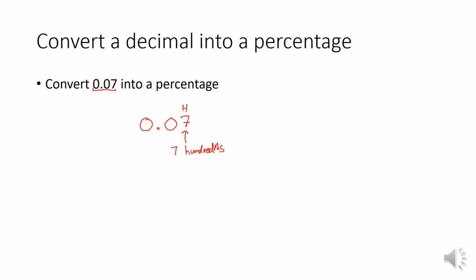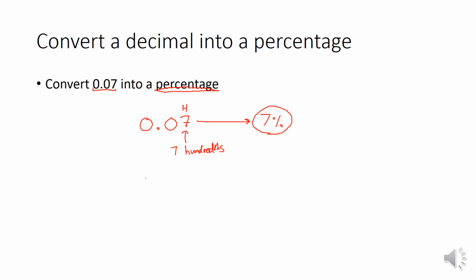And we saw before that a percentage, that just means out of 100. So if 1 hundredth is 1 out of 100, and 7 hundredths, that is 7 out of 100. So from that we can go straight away from a decimal to what our percent is. It's just 7%, because it's 7 hundredths, so that is 7 out of 100. So we've got our answer, 7%. So you can kind of do it just by thinking about that.